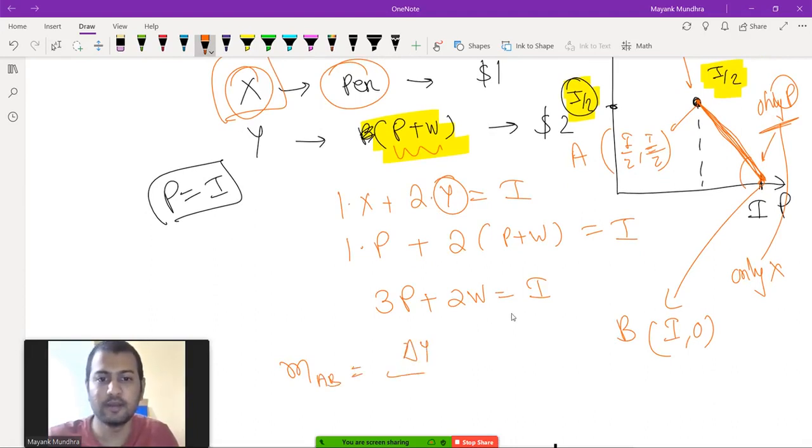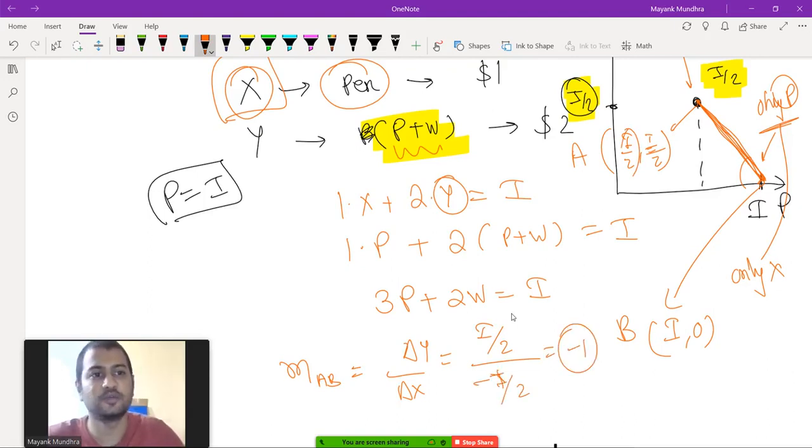will be delta y by delta x. So delta y is I by 2 minus 0, so that's I by 2, upon I by 2 minus I, so that's minus I by 2, so that is minus 1. So the slope of this segment is minus 1.